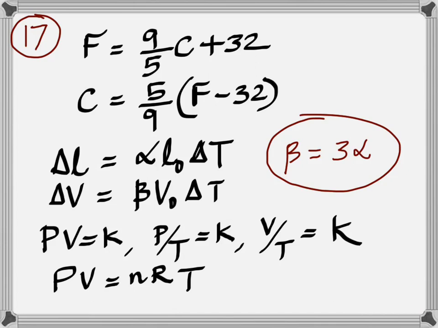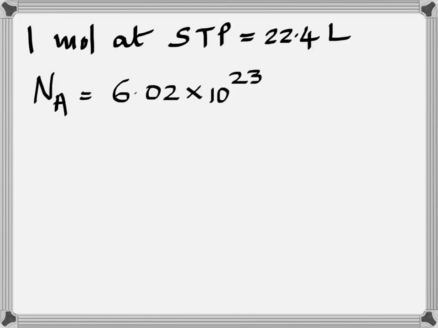So that is the beginning of chapter 17. Meter cube. Avogadro number is the number of molecules in 1 mole of any gas. 1 mole of any gas has the Avogadro number, 6.02 times 10 to the 23.